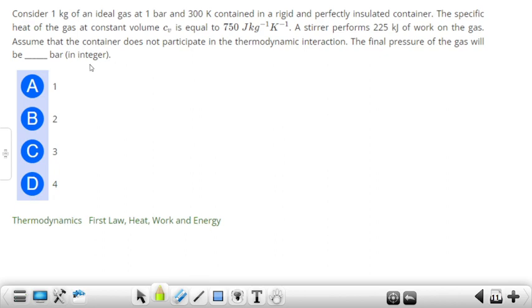So given data, mass is 1 kg, pressure P1 is 1 bar and temperature T1 is 300 Kelvin. So this is a perfectly insulated ideal gas, given at constant volume. That means constant volume, this means a rigid container, and the gas is an ideal gas and perfectly insulated.